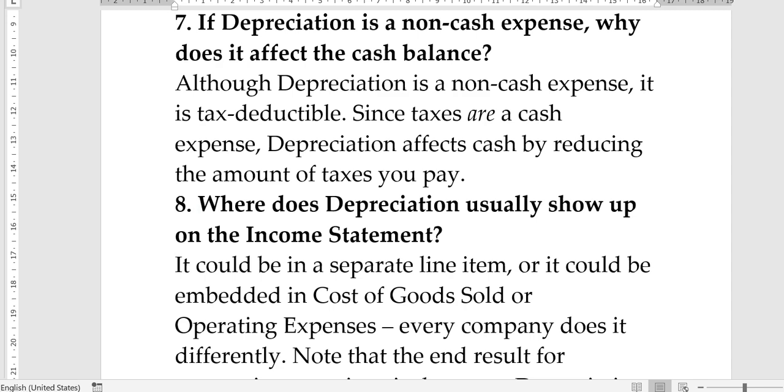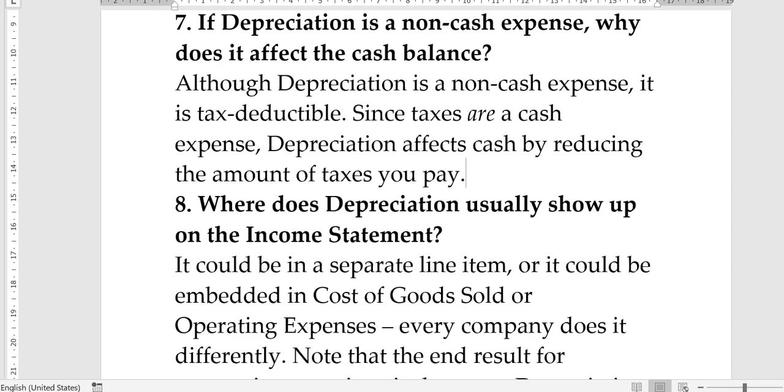If depreciation is a non-cash expense, why does it affect the cash balance? Although depreciation is a non-cash expense, it is tax deductible, we know that. Since taxes are cash expenses, depreciation affects cash by reducing the amount of tax you pay. Let's say first you have 100 rupees profit and 10 rupees depreciation.